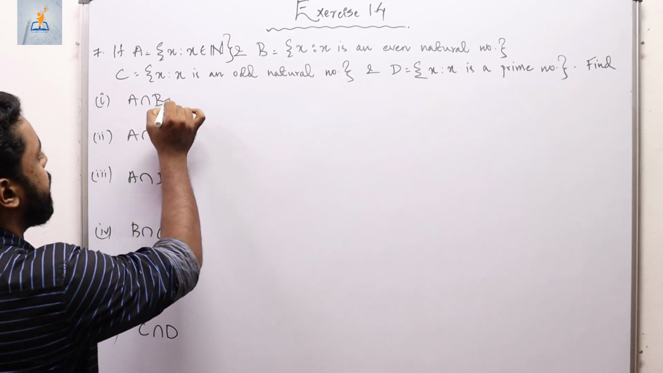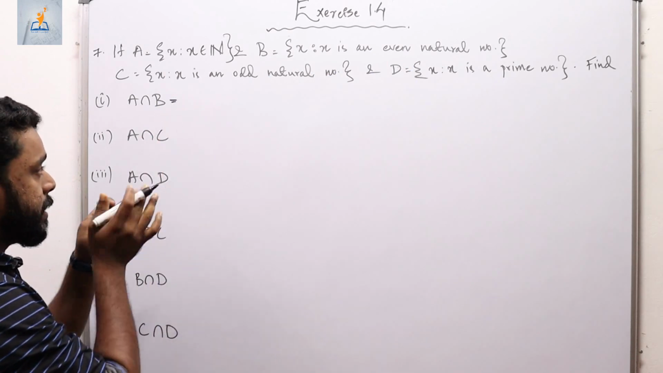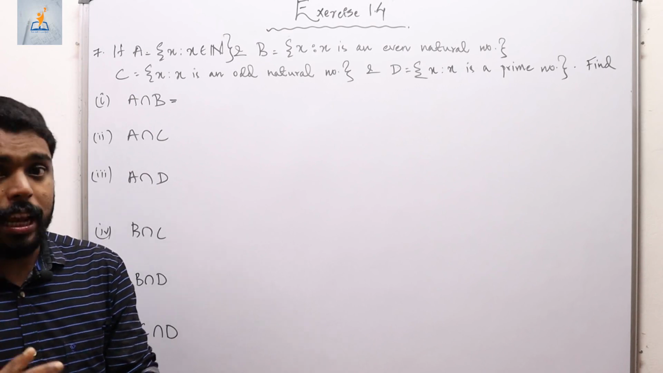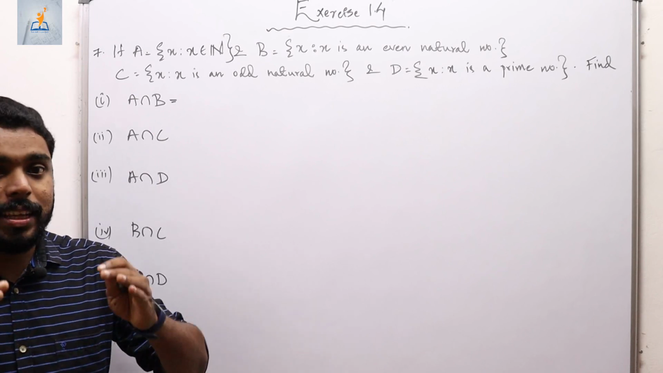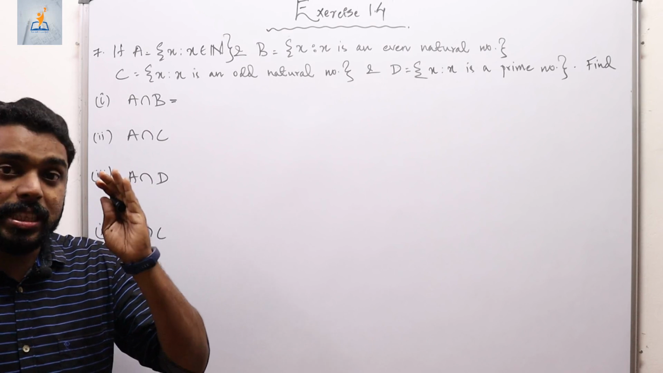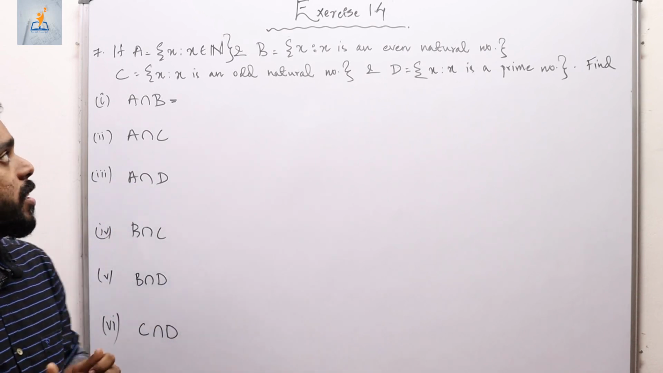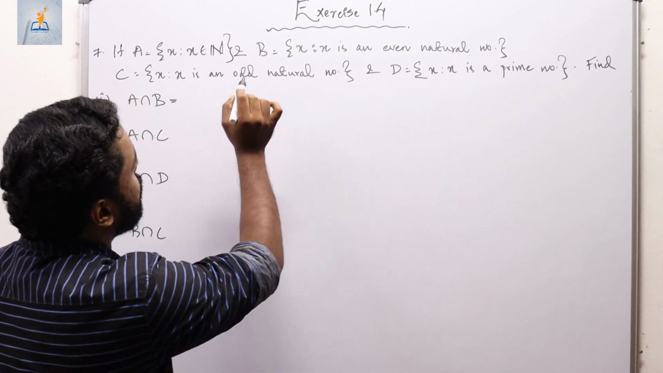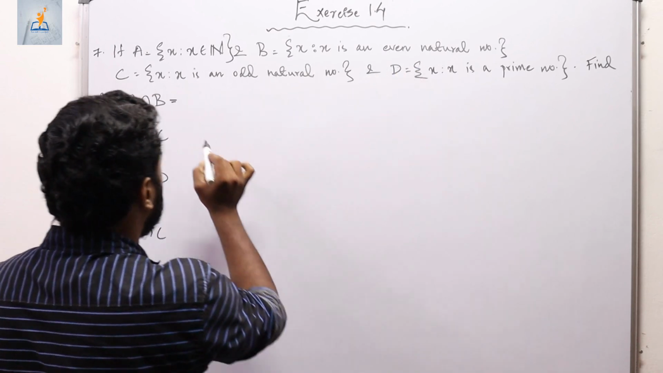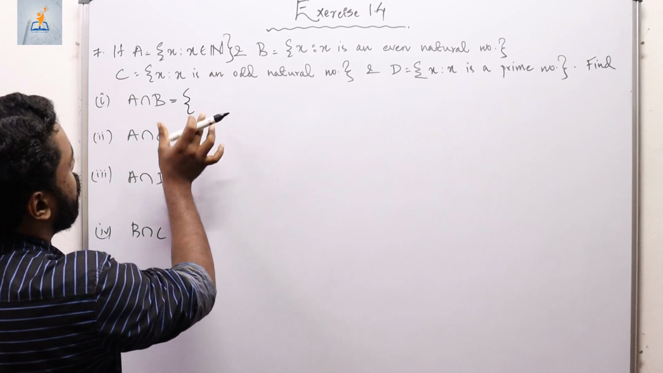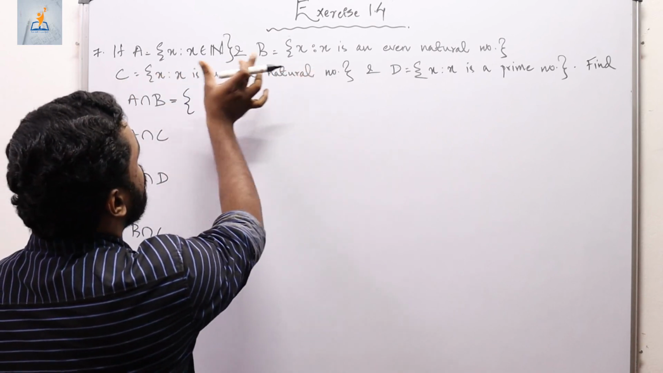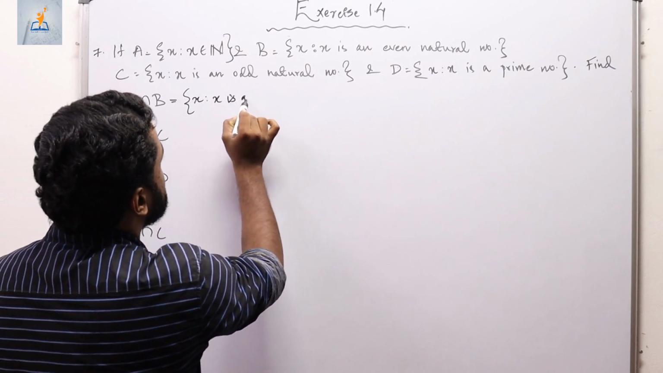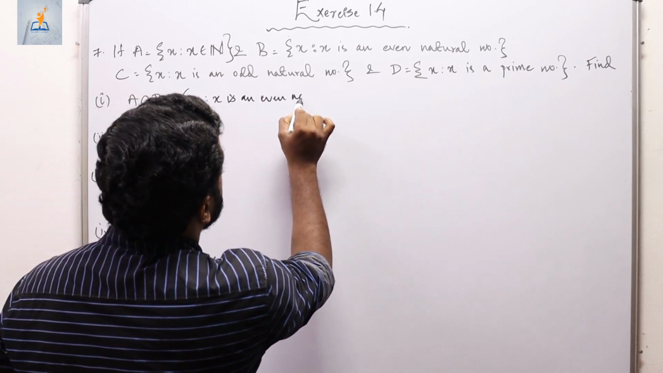First of all, A intersection B, which means the set of all elements which belong to A and B, that is, the set of all elements common to both A and B. We know that A is the set of all natural numbers, whereas B is the set of all even natural numbers. Therefore, the elements common to A and B will be the set of all x such that x is an even natural number, isn't it?